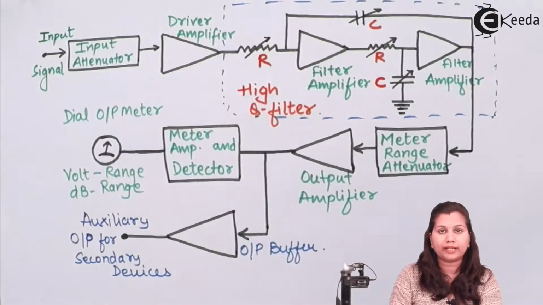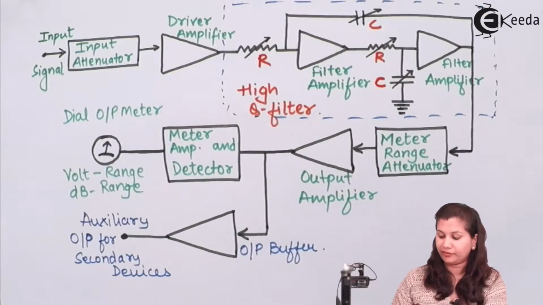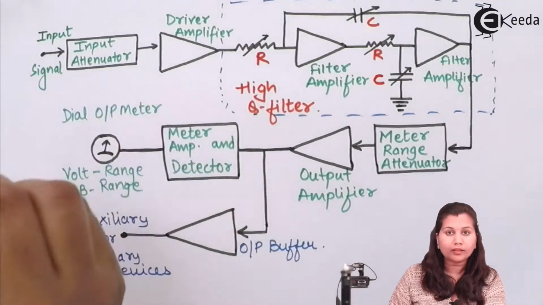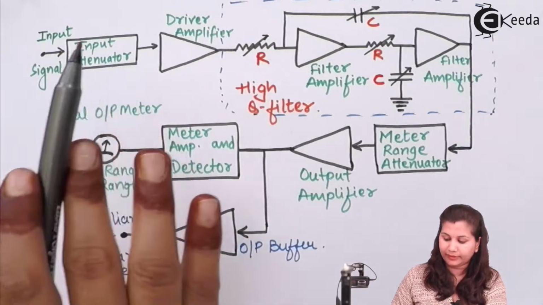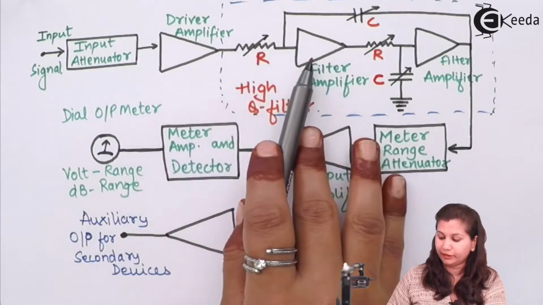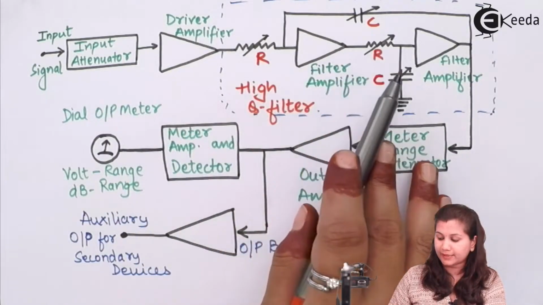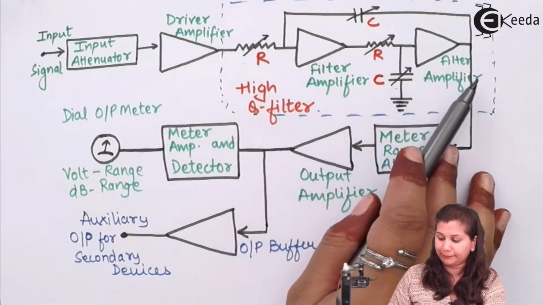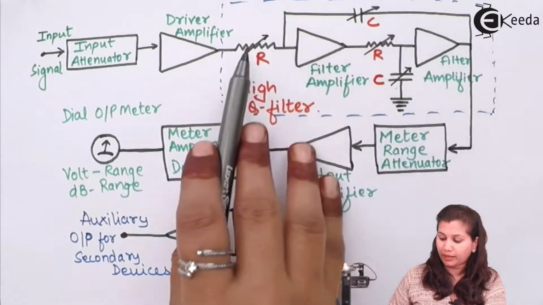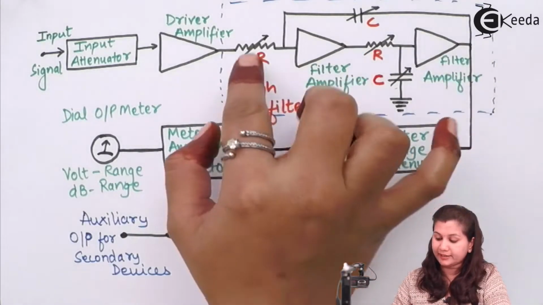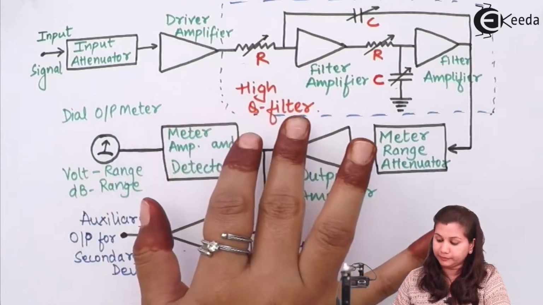So this is the block diagram of the frequency selective wave analyzer. You can see the various blocks in it. We have the input attenuator, then the driver amplifier, after that a resistance, then the filter amplifier, with resistance and capacitance shown here, then again the filter amplifier. This whole part consisting of the RC network and the filter amplifiers is a complete high Q filter.